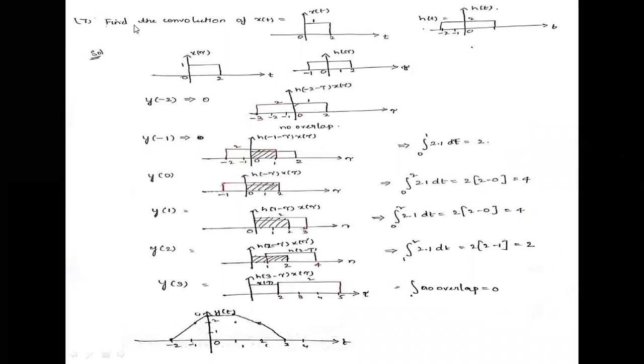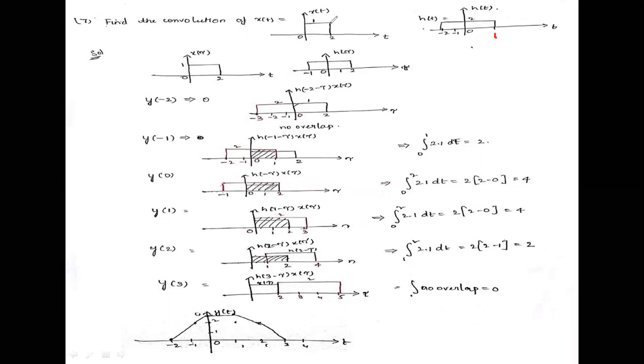The next example is a graphical representation of the continuous time signal. Find the convolution of x of t, which is 0 to 2, and h of t, which is from minus 2 to 2. Not the 2, it is 1, my dear students, with 1 only.